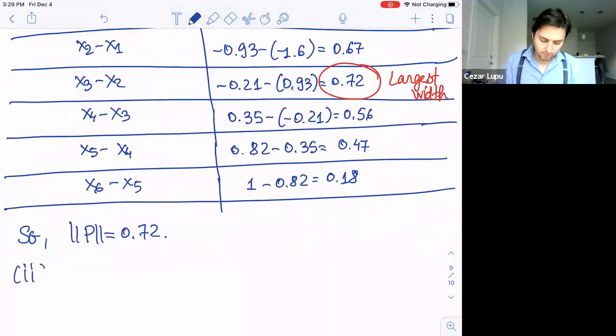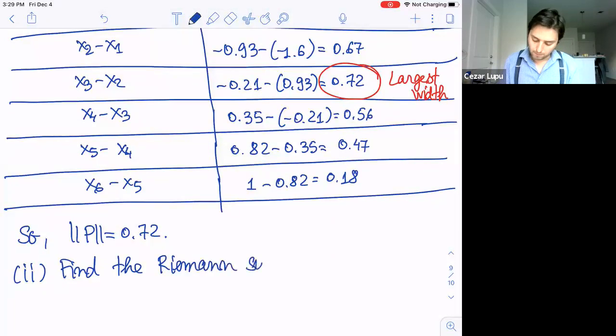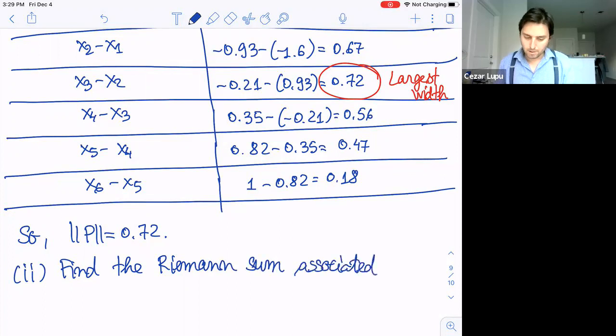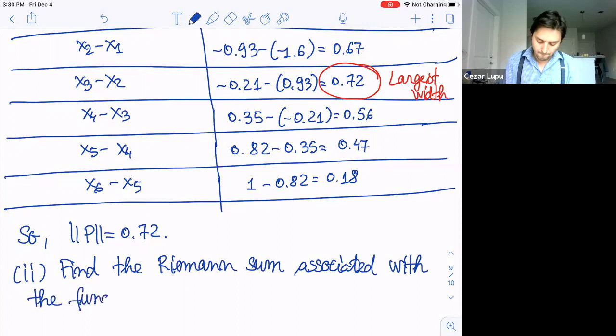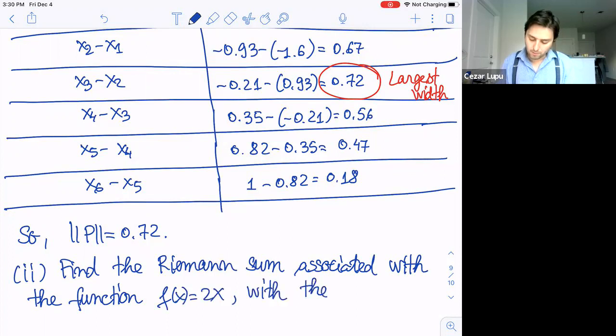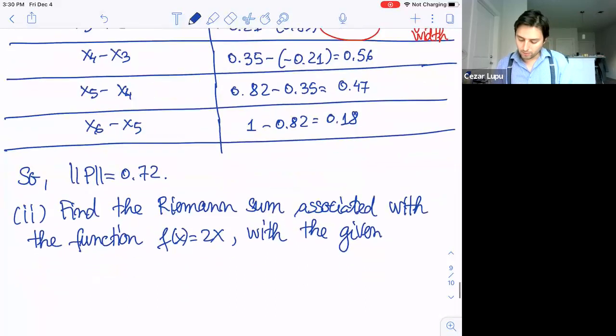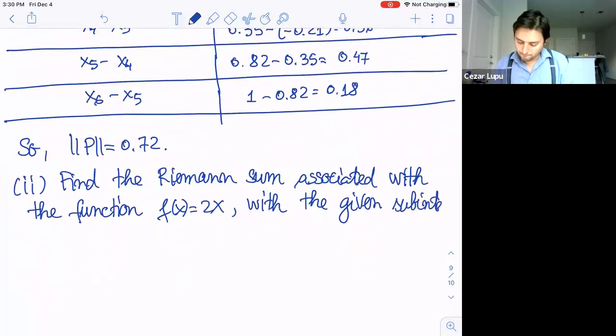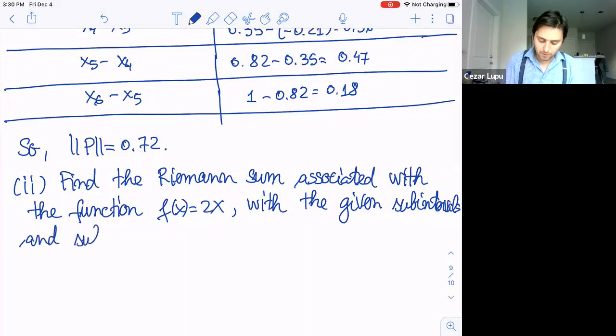The second thing, we would like to find the Riemann sum associated with the function f of x equals 2x with the given subintervals and subinterval representative.